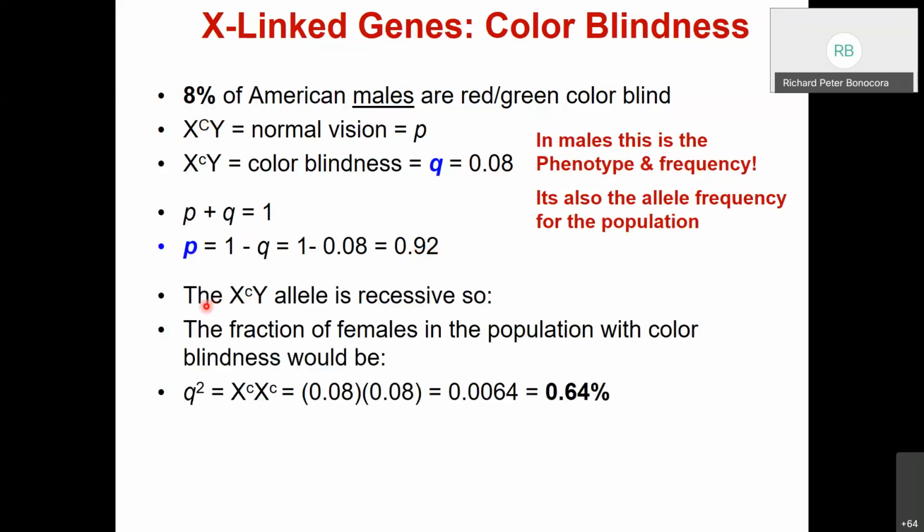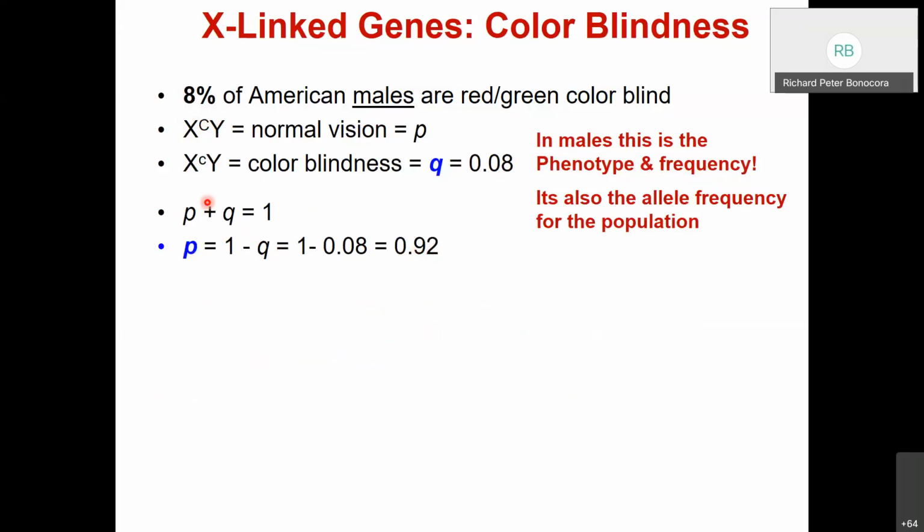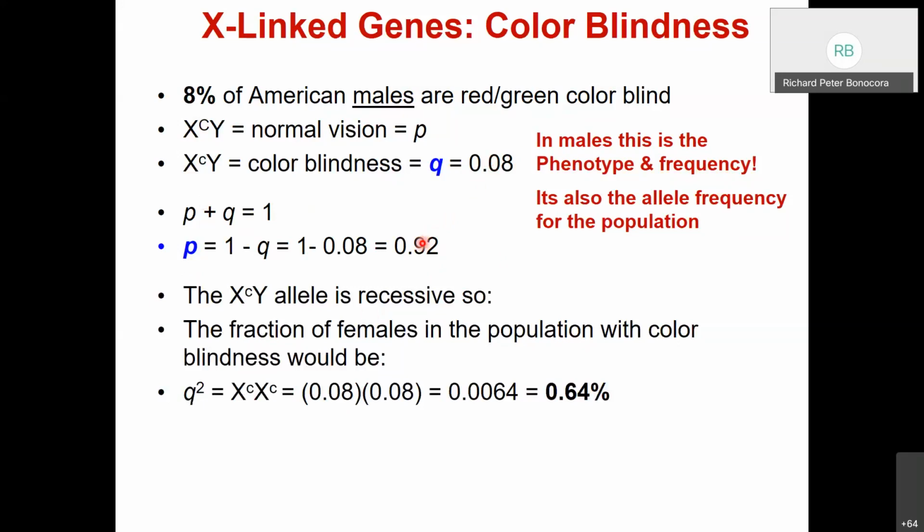So we stop right here. We now can easily define what the allelic frequencies are for this X-linked gene. That's one of the easier things that we can do with this. But now if we want to ask the question, what fraction of the females in a population would be expected to have this trait? It would be q squared, or 0.64%. So it's much more rare to have females with this type of color blindness.